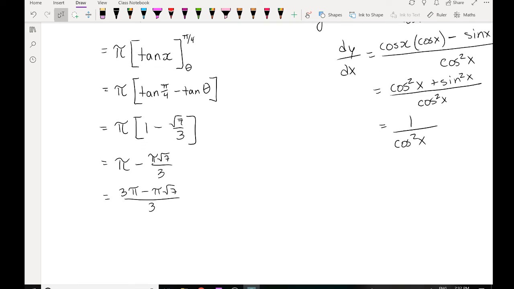Let me close my formula booklet and open that back up. What did they put it as? Okay, yeah, so it looks like they mainly accepted pi minus pi root 7 over 3, which was my first option. So that question's a bit of a gauntlet.